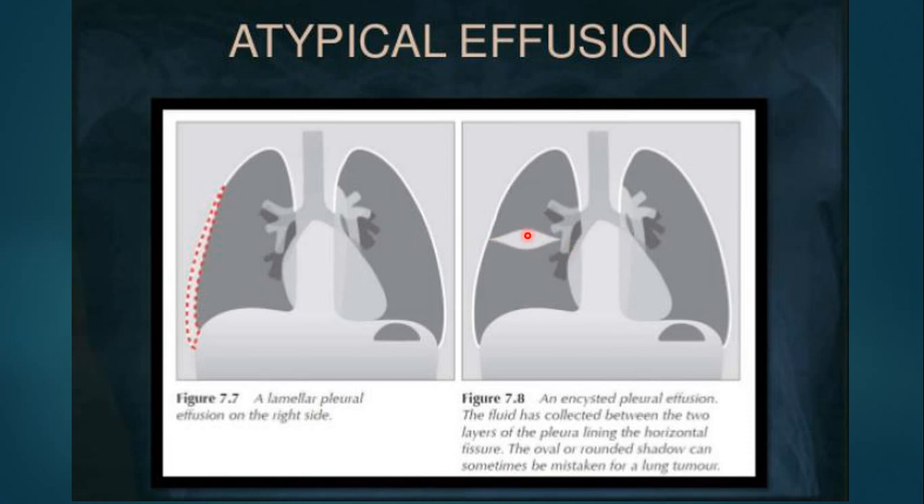Again, this is an encysted or loculated pleural effusion within a fissure. Here you must be careful because it might look like a mass in the chest. So you need to be careful with that. Sometimes you can see that it's changing position. With changing position of the patient, the shape of this loculated effusion might change, and this will help you to differentiate that this is not a mass, it's a pleural effusion. And almost always it shows this lens-shaped pattern within the fissure.